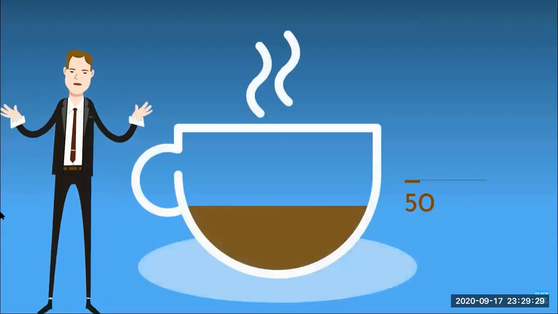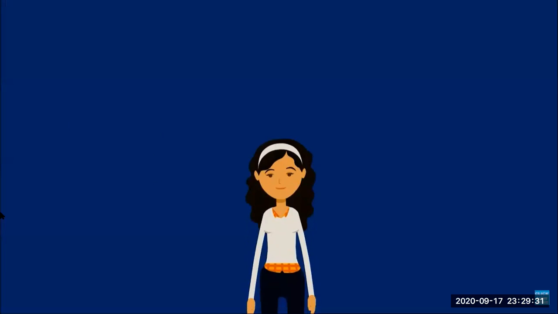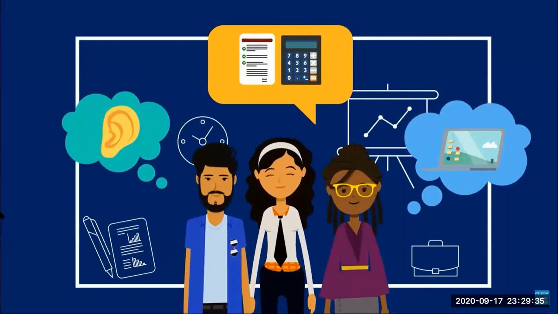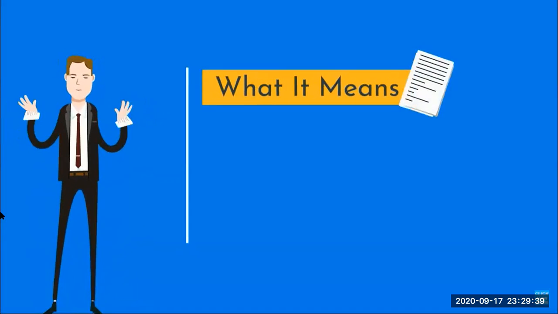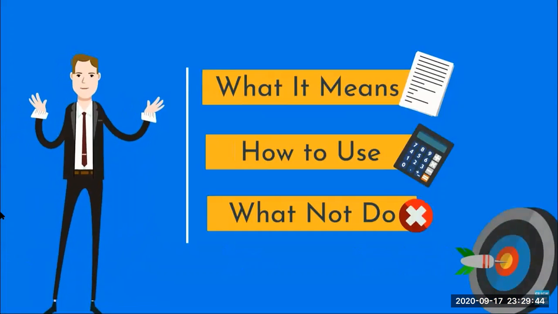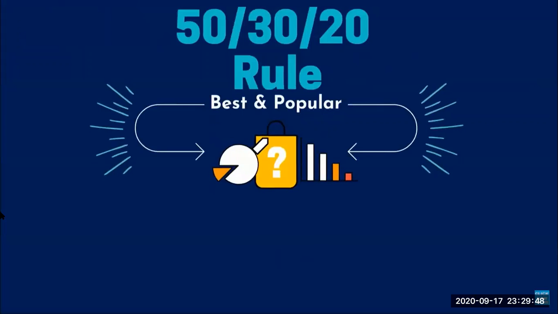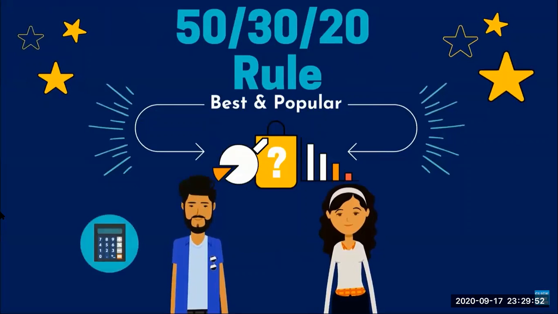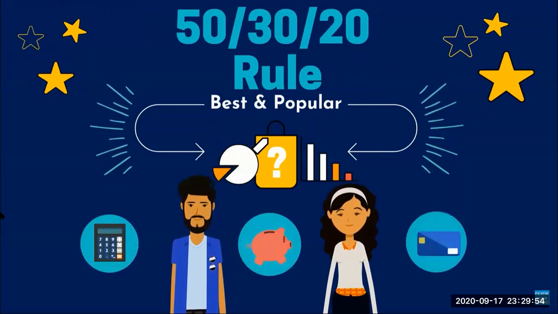Today, we're talking about the 50-30-20 budget rule. I know you've probably heard or maybe come across this rule before, and you might even know a thing or two about it. But in today's video, we will explain exactly what this budget rule means, how to use the rule, and what not to do so that you can meet your financial goals. The 50-30-20 rule happens to be one of the best and most popular tools for people who don't have time to track all their spending, but want an easy way to manage their expenditure, save money, and control their money.